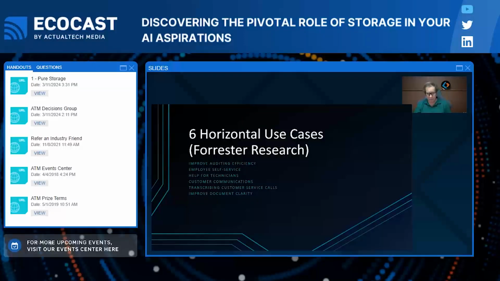So here are some of the use cases from Forrester of practical ways that different companies might use generative AI. It could be improving auditing efficiency by answering auditors' questions quickly and without them having to hunt down the relevant resources. It could be employee self-service. Another clear opportunity is, say, help for technicians, that they can refer to for field manuals for their field staff. And there are also huge opportunities to improve customer communications. Forrester's also calling out transcribing customer service calls and improving document clarity as the kind of things that almost any company can get an advantage out of with generative AI specifically.